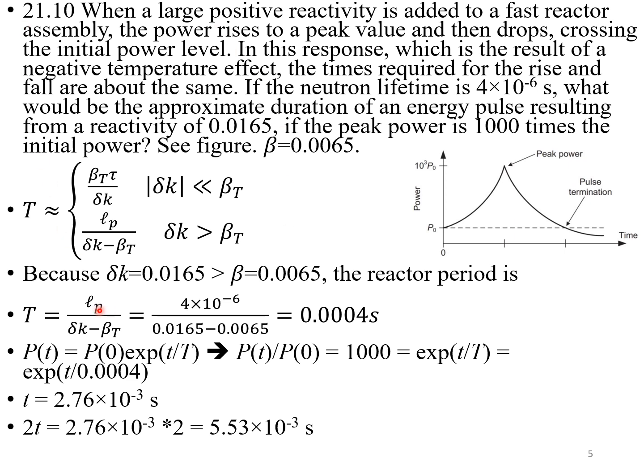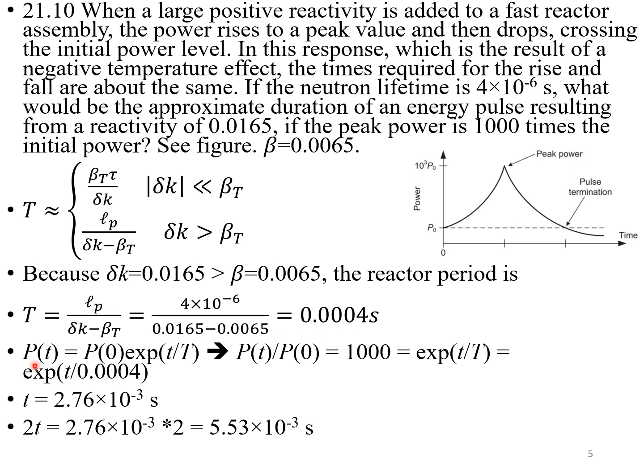For the second formula, we have the LP, that is neutron lifetime, which is given by the problem. That is 4 times 10 to negative 6, the prompt neutron lifetime. And the delta K is given as 0.0165. Beta T is also given as 0.0065. So we put the numbers into this formula, and we calculate the T, that is 0.0004 seconds.